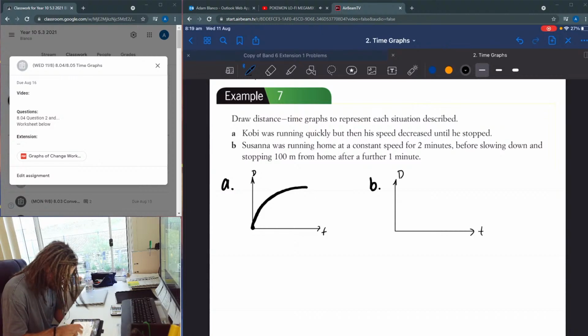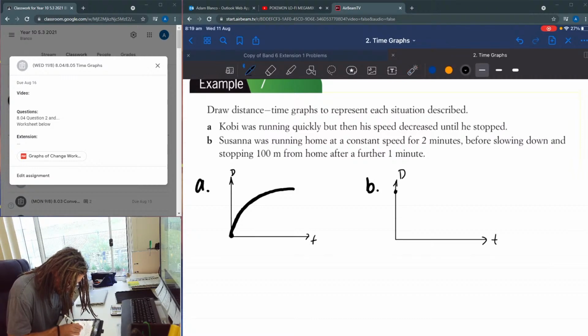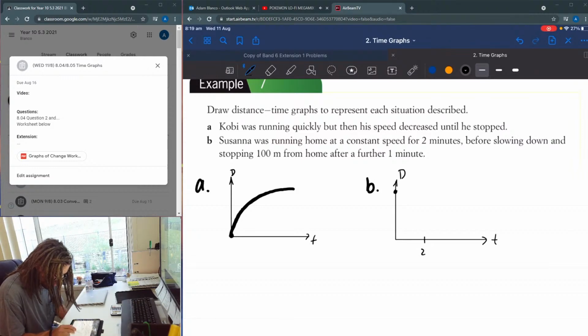I have a friend named Susanna. I was running home at a constant speed for 2 minutes. Running home, so that suggests that they're starting up here. Now for 2 minutes, so now it actually wants me to plot something. So let's put a 2 there. Now at a constant speed. Now it doesn't say that they get home, so I'm going to pull up just short.